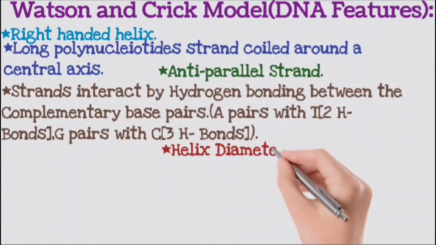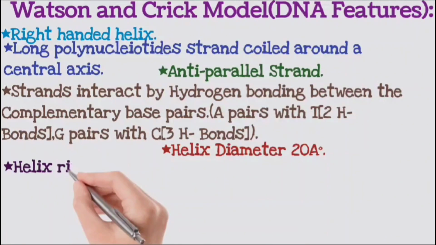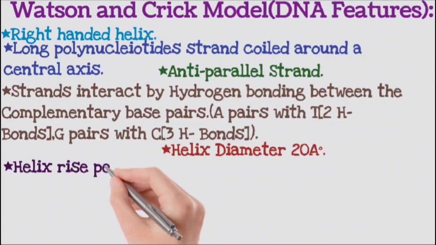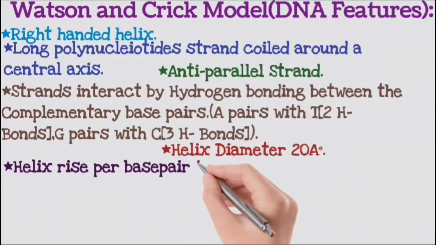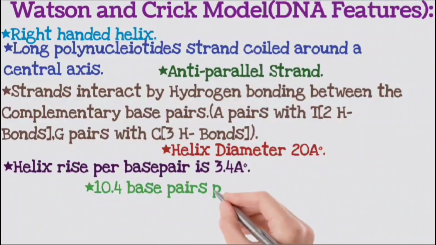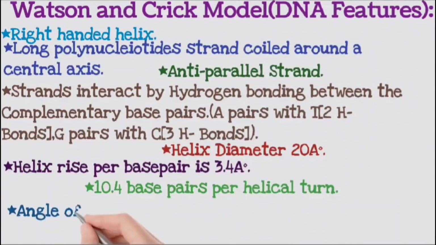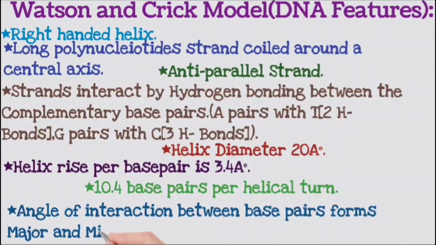The diameter of helix is 20 angstrom and helix rise per base pair, or we can say that the distance between two base pair in the strand is 3.4 angstrom. In a helical turn, 10.5 base pair present and interaction forms major and minor groove.